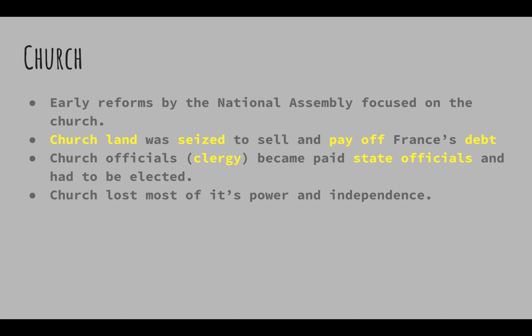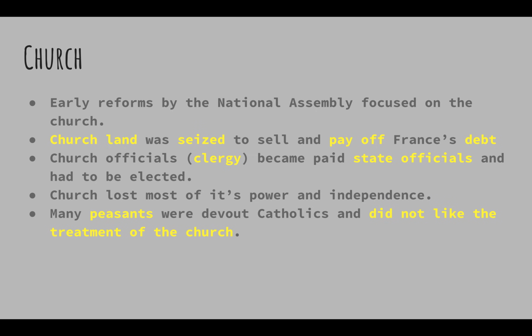I've already mentioned that the church is going to lose most of their power and independence. They're not going to have any power anymore because they're now state officials. The government tells them what to do. And they're not independent anymore. There's no longer the old regime anymore. They no longer have this power, this money anymore. And they're basically being told what to do by the government, the new government, known as the National Assembly.